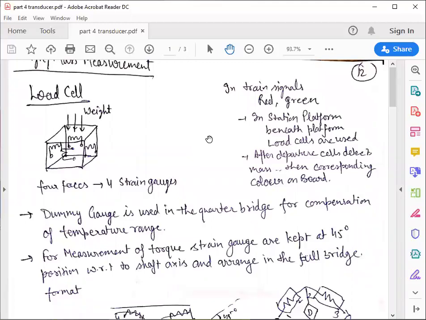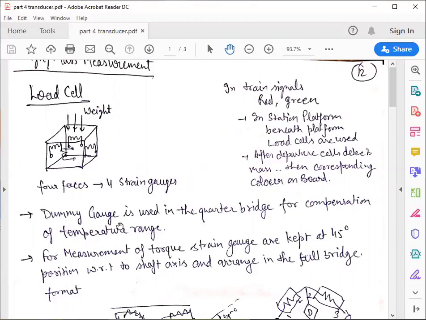after measuring the weight of a train or something like that, it will show its color. Here I mention one application: train signal red and green. In a station platform, beneath the platform load cells are used. After departure, the cell detects the mass and then the corresponding color is shown on the board. Here I already told you that there are four strain gauges on the four surfaces.